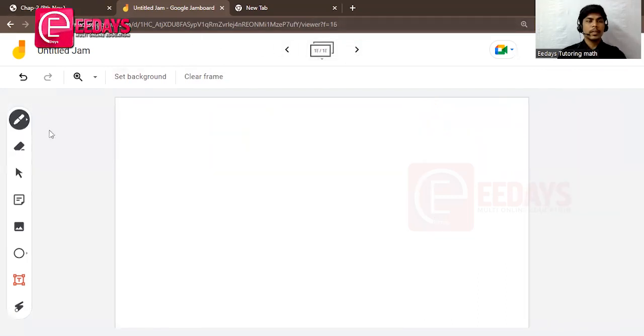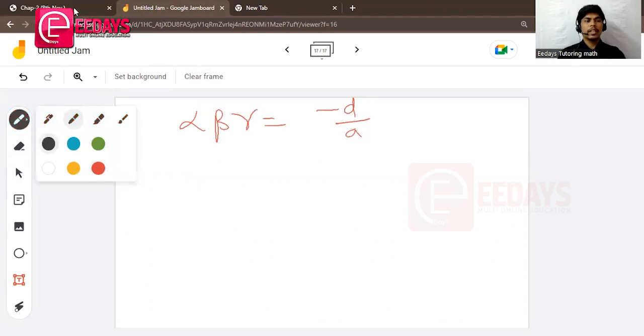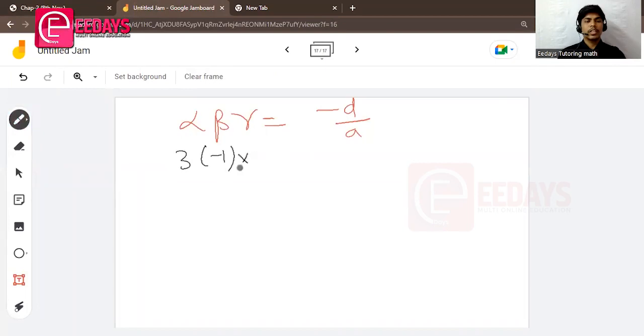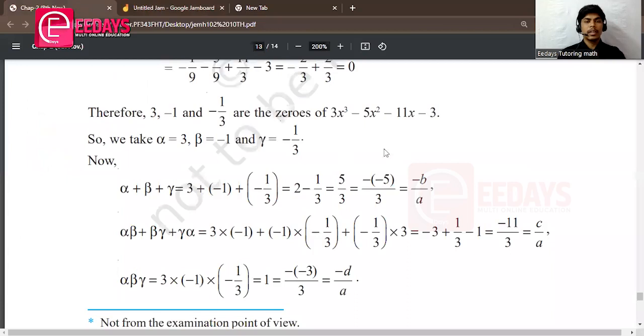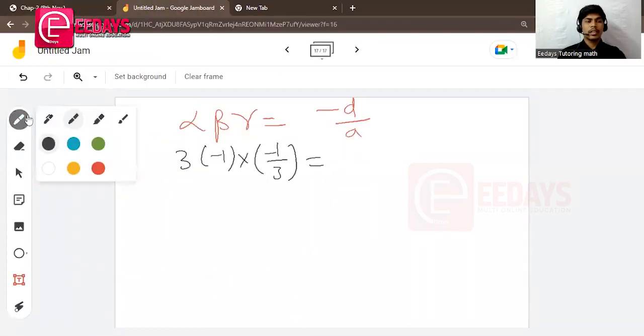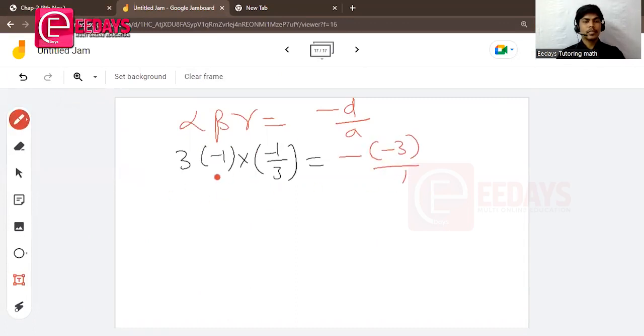Now let's try with the product of zeros, that is alpha beta gamma, which is equal to minus d by a. What are the alpha, beta, gamma values? Alpha is 3, beta is minus 1, gamma is minus 1 by 3. So 3 into minus 1 into minus 1 by 3. Minus d by a is nothing but minus of minus 3 by 1. Here all are multiplication, that's why 3 3 get cancelled. Minus into minus.